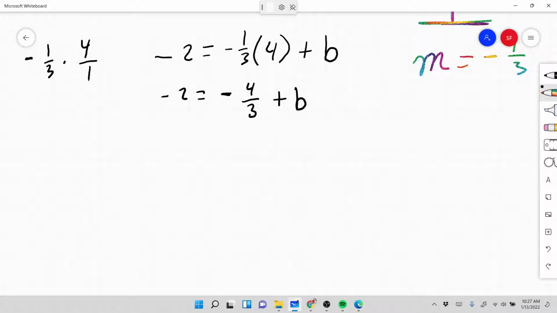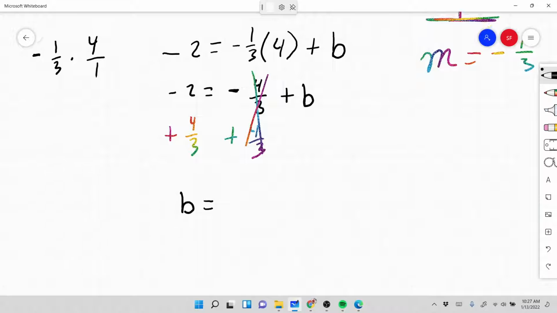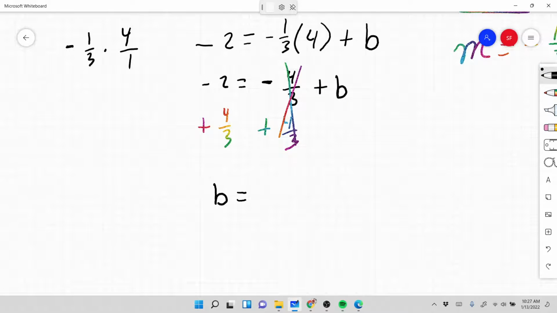What? Add thirds. Add 4/3. Absolutely. So what is negative 2 plus 4/3? Negative 6/3? No, it's not. What are we doing? No, it's 2/3. It's negative 2/3. I knew it! It's negative 2/3. You can use your calculator, kiddos. It's negative 2/3. Yes, sir.